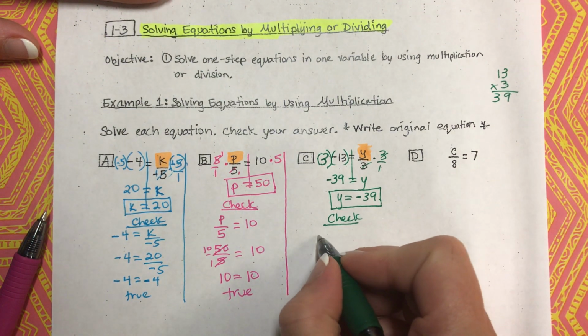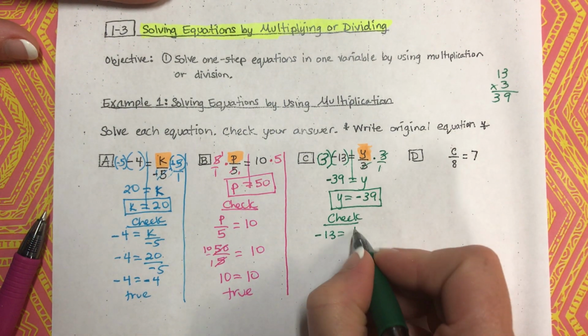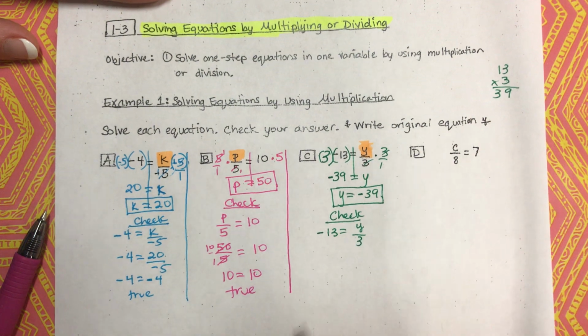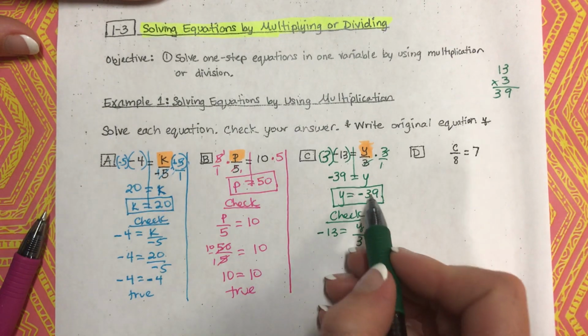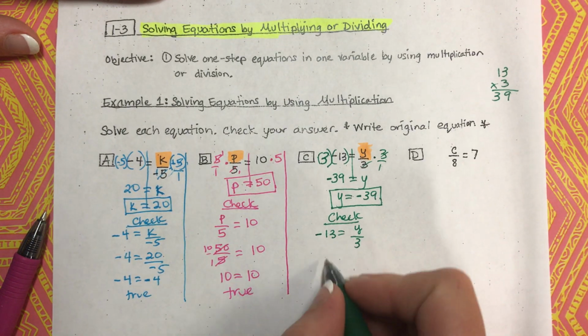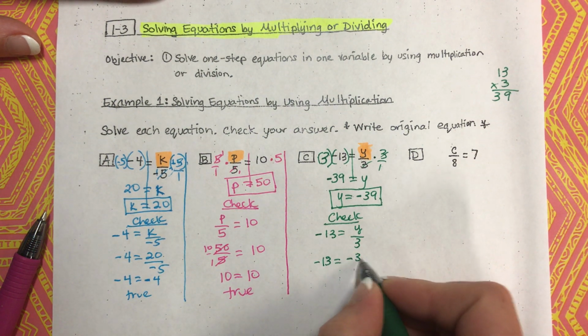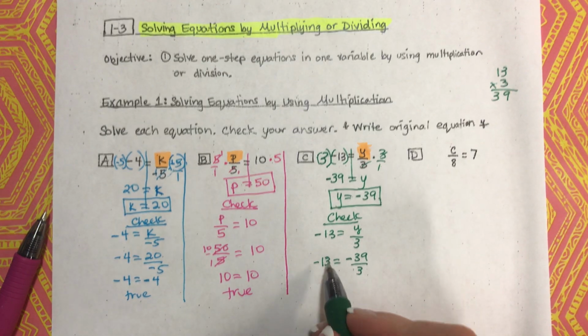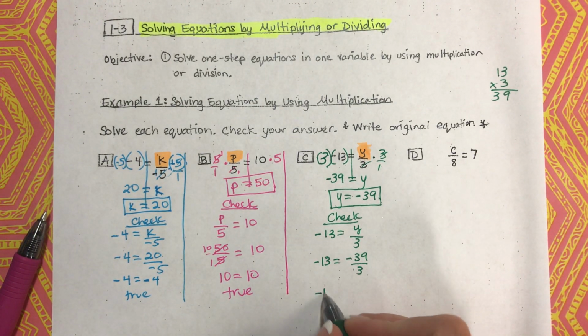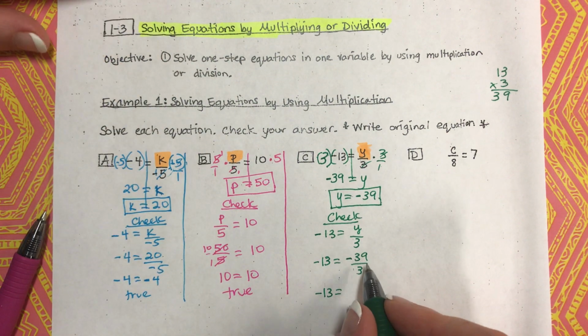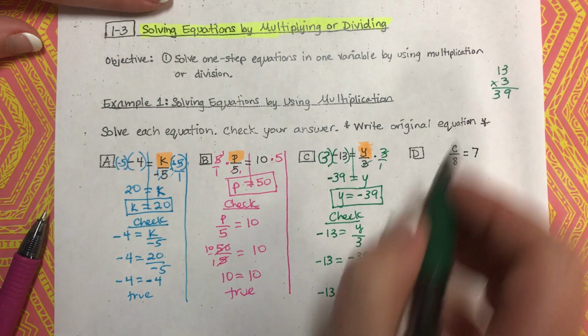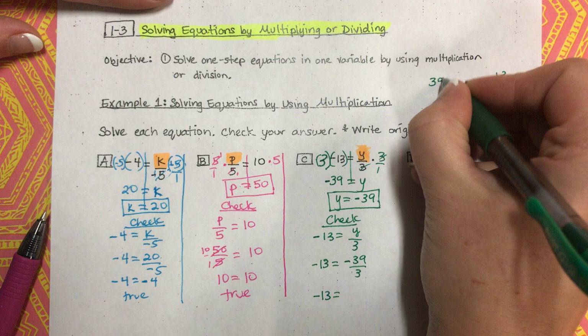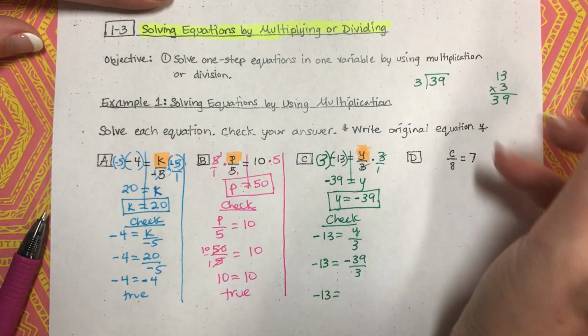Write that original equation. So negative 13 equals y over 3. All right, now I'm going to substitute that negative 39 in. So negative 13 equals negative 39 divided by 3. Okay, so nothing to simplify there. I'm just going to rewrite that. But I do need to simplify this. So 39 divided by 3. I'm going to go up here. Go 39 divided by 3.